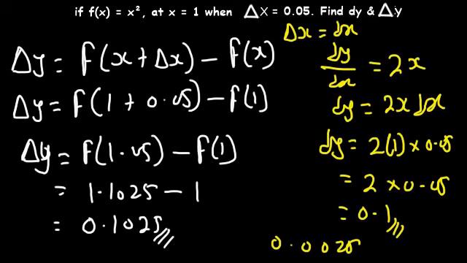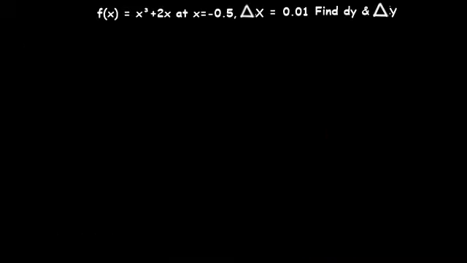So this is your exercise. Feel free to share a solution in the comment section below. If f of x is equal to x cubed plus 2x, at x equals negative 0.5 and delta x equals 0.01, find dy and delta y.